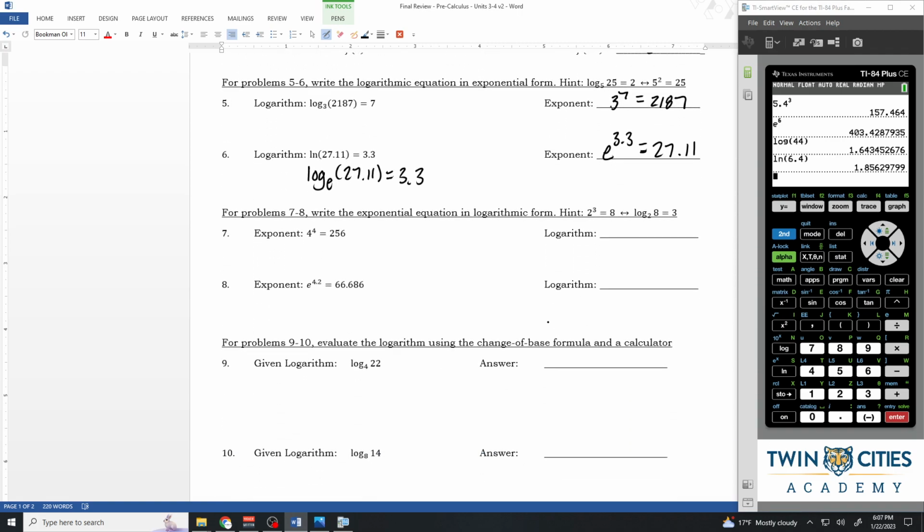For 7 and 8, I'm just going to go the other way. I'm going to start with something with an exponent here, and I'm going to change it to a logarithm. Now, what I had said before still applies here. The base of my logarithm is the base of my exponent. So if the exponent is 4 to the power of 4, okay, base is 4, then this will be log base 4.